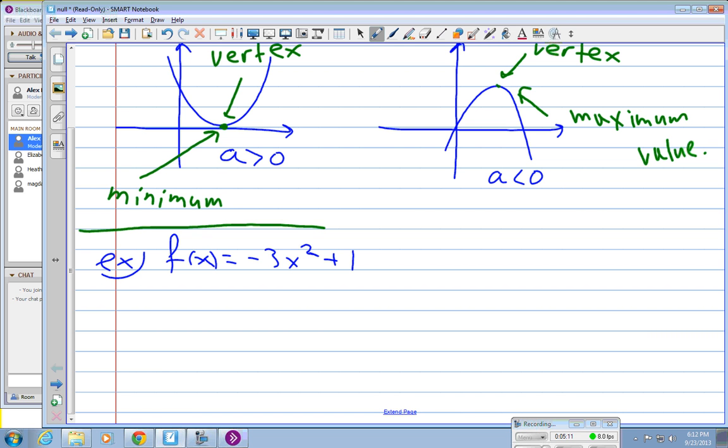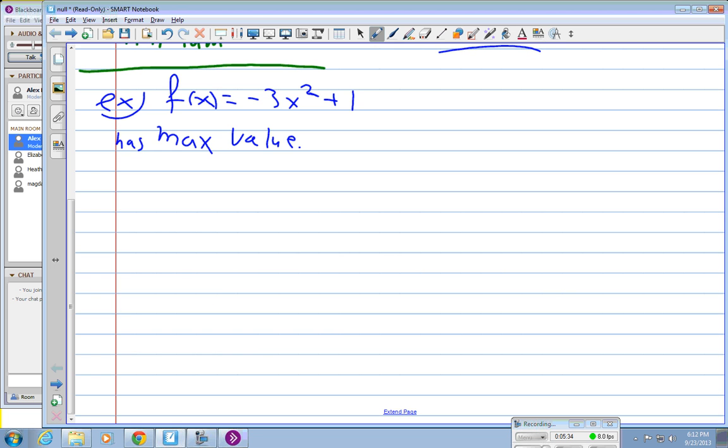Okay, minimum, maximum, why? Right, because you have a negative in front of x squared, so it falls into the second category. So the graph will be an upside down parabola. Okay, so it will have a maximum point. So this one has a maximum value. But in order to find the maximum value, we'll just have to find the vertex of that parabola. And that's what we're going to spend some time today trying to figure out.